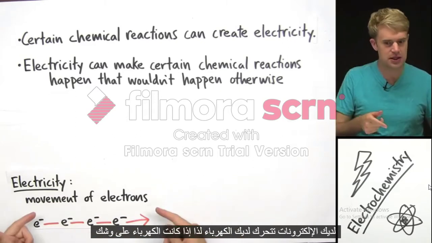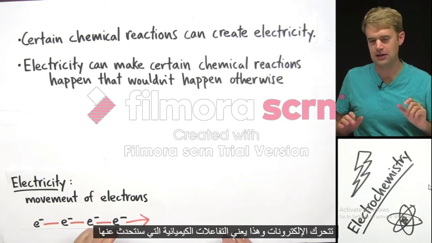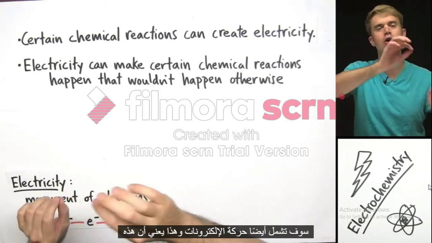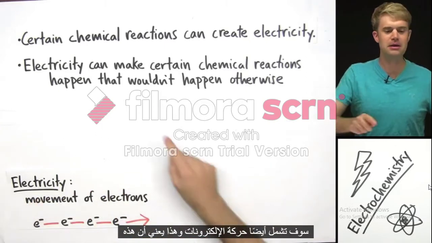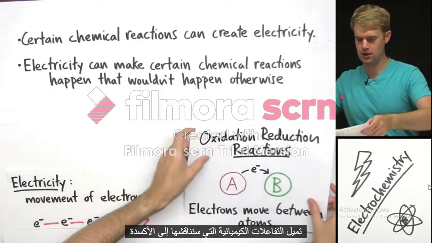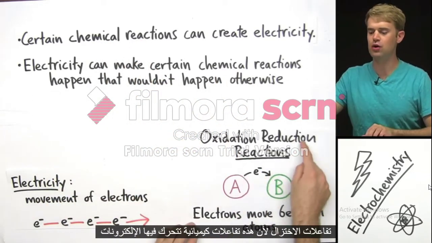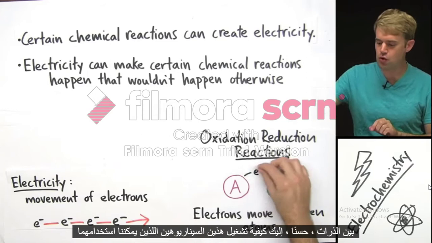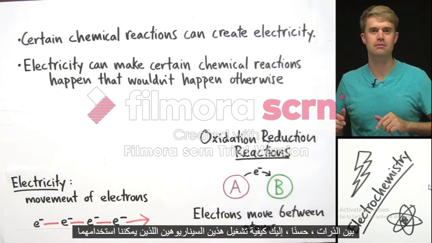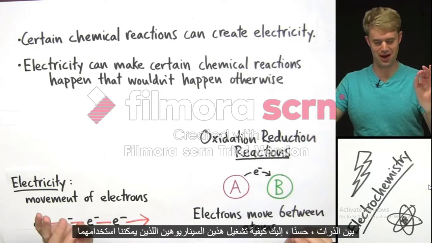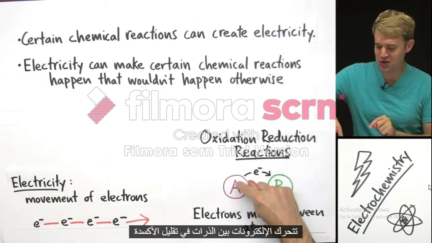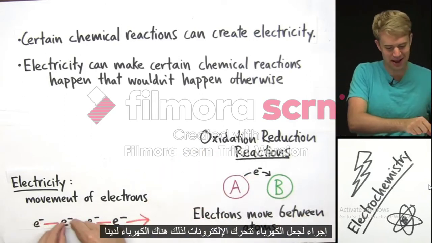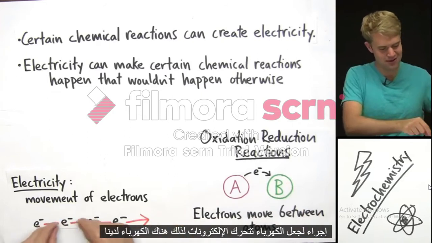So if electricity is about moving electrons, that means the chemical reactions that we're going to be talking about are also going to involve movement of electrons. And that means that these chemical reactions will tend to be oxidation-reduction reactions, because these are chemical reactions where electrons move between atoms. Okay, so here's how these two scenarios come into play. We can use electrons moving between atoms in an oxidation-reduction reaction to make electricity. The electrons are moving, so there's our electricity.